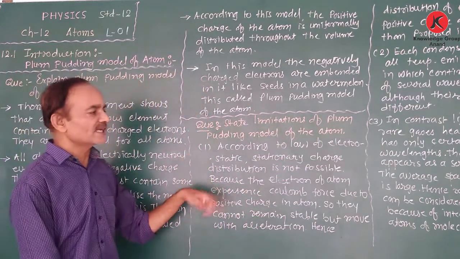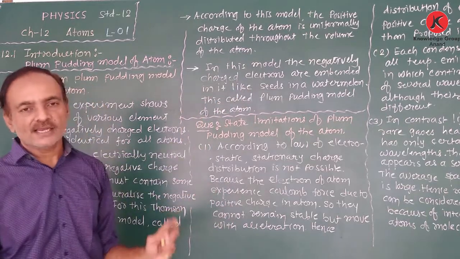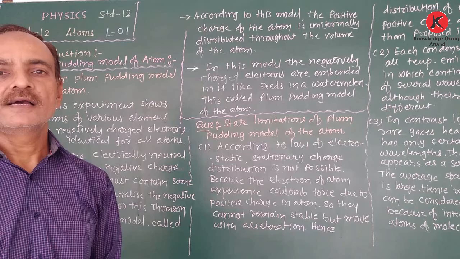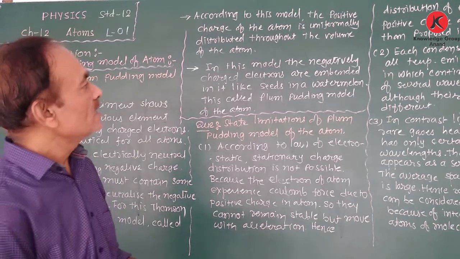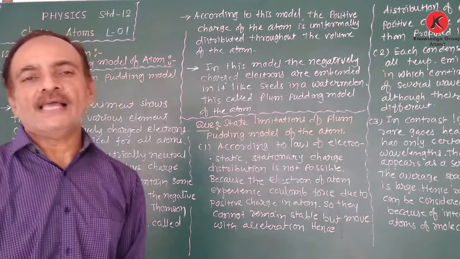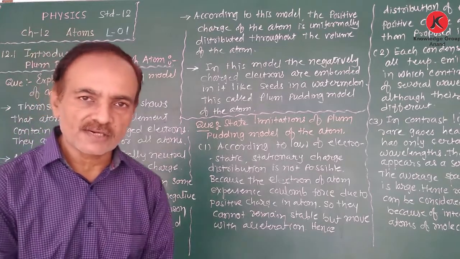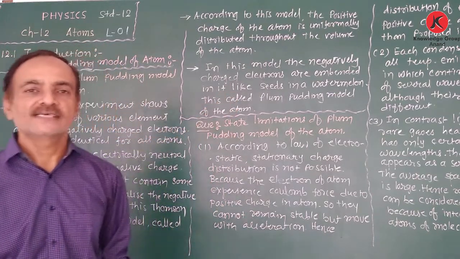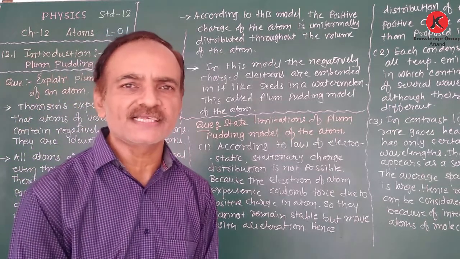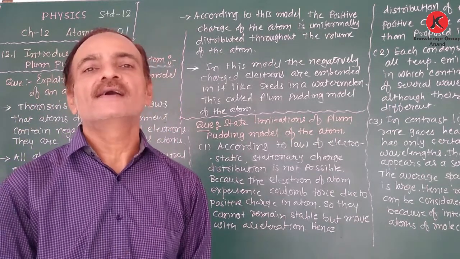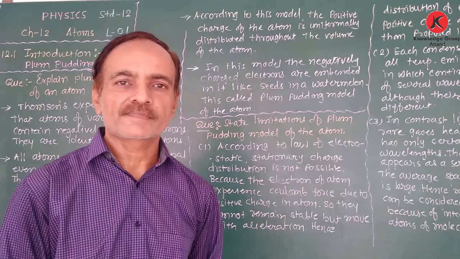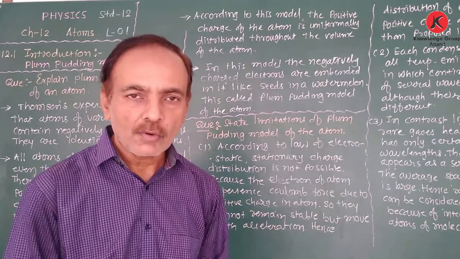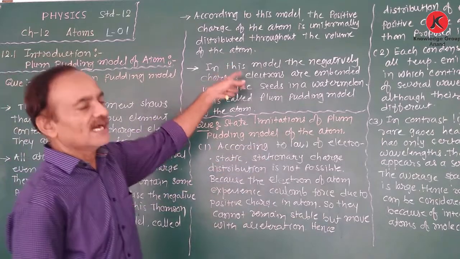So here, the first thing is that in the Plum pudding model, the positive charges are uniformly distributed over the volume of the atom, while the positions of the electrons are fixed, like the seeds in a watermelon. It means the positive and negative charges are both uniformly distributed over the volume of the atom. One positive, one negative, this way the charges are distributed in the entire volume.